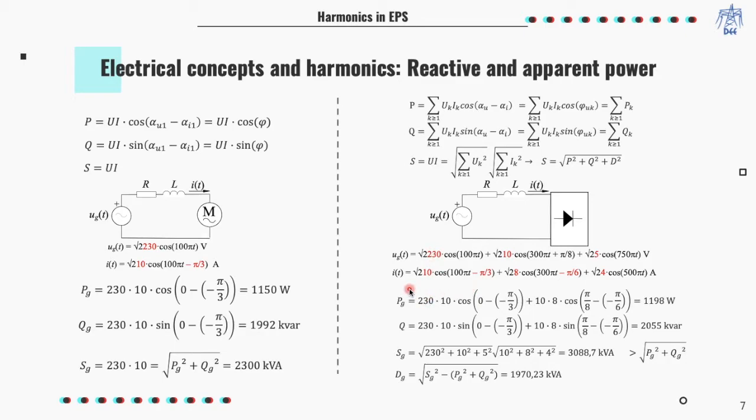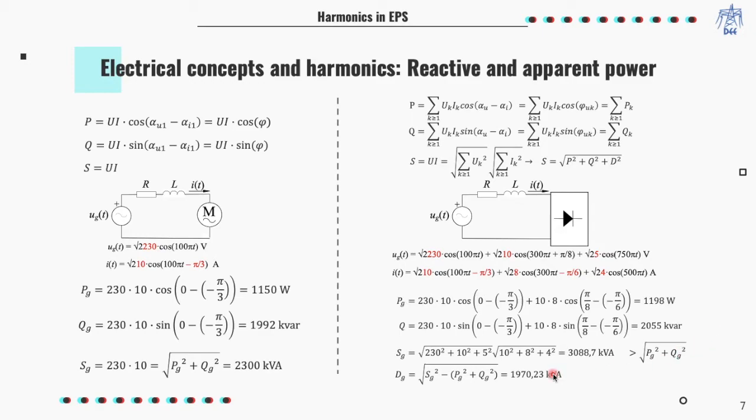Applying the definitions of power in harmonic conditions, the active power is the sum of active powers from the fundamental and harmonics. The same is true for the reactive power. Therefore, the active and reactive power are calculated as the sum of the product of the root mean square value of the voltage by the root mean square value of the current by the sine or cosine of the phase angles of the voltage and the currents for the fundamental and harmonics.